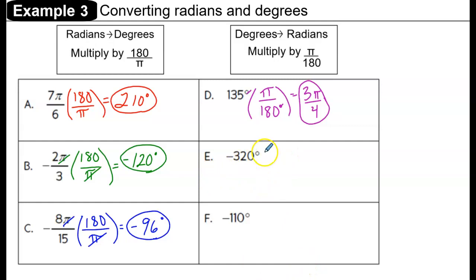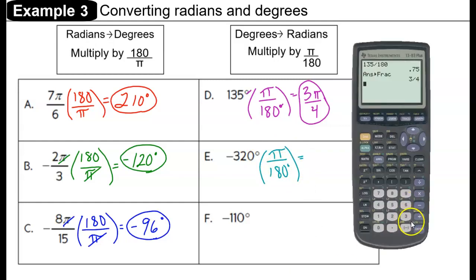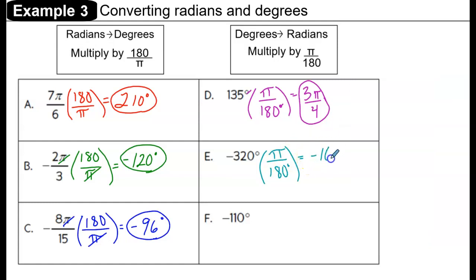In problem E, negative 320 degrees, we multiply by pi radians over 180 degrees. The degree units will cancel, and in the calculator, we're going to take negative 320, divide that by 180, and then math, enter, enter, changes that to a fraction. Then we can put pi back in our final answer. So negative 16 pi over 9 is the radian measure equivalent to negative 320 degrees.